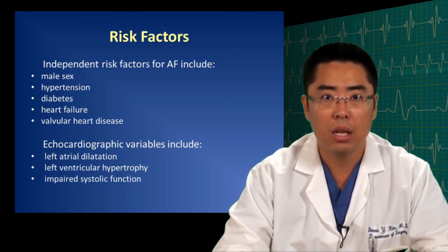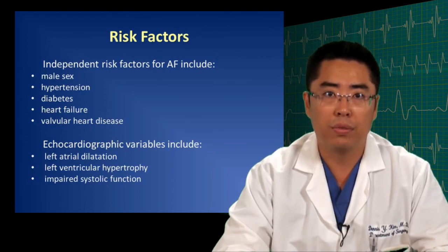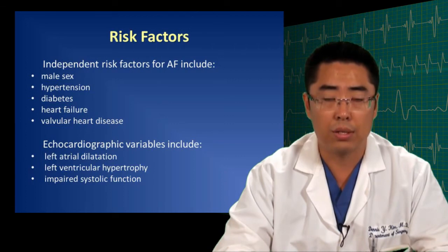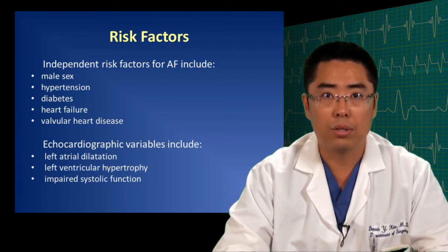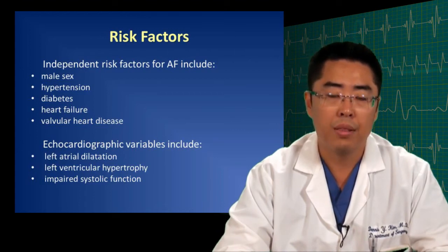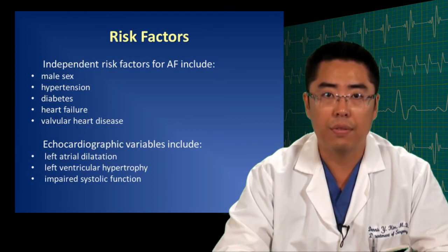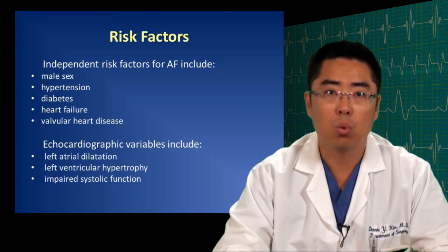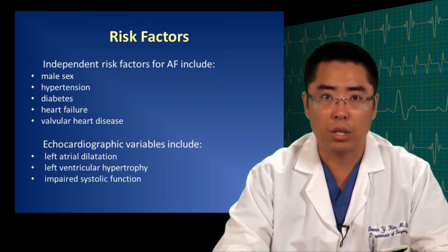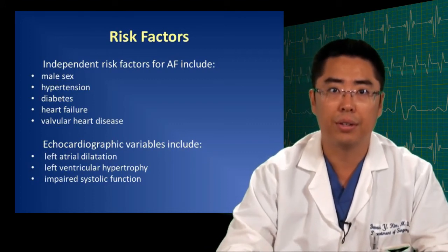Other risk factors for atrial fibrillation may be established via echocardiography, either transthoracic or transesophageal, which tends to be much more sensitive and specific. These findings include evidence of left atrial dilatation, left ventricular hypertrophy, as well as impaired systolic function, particularly in patients with an ejection fraction less than 35%.